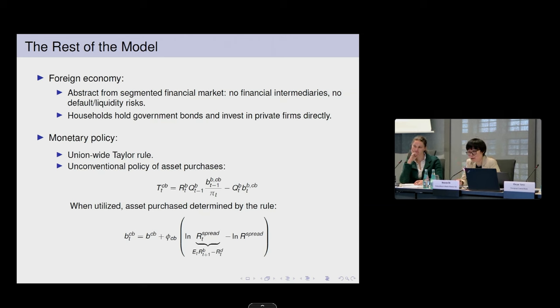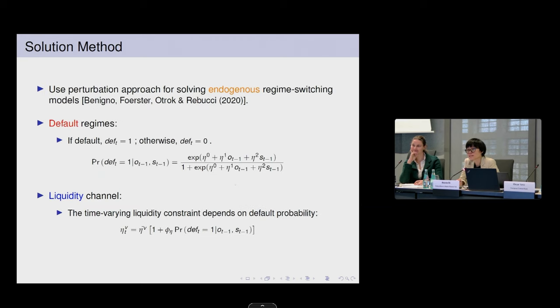So that is basically our model. Now, one more thing here, the solution. Because we have two regimes, when you have a default, the government takes a haircut, and when there's no default, the haircut is zero. And there is some probability that you transition between the two regimes. We also have the liquidity channel, as I just explained; the eta V also depends on your default probability. So we cannot solve the model by linearization. Instead, we use the method developed by Andrew and his co-authors. This specific method is geared towards solving regime switching models that allow endogenous regime switching, in the sense that the default transition probability is not exogenous.